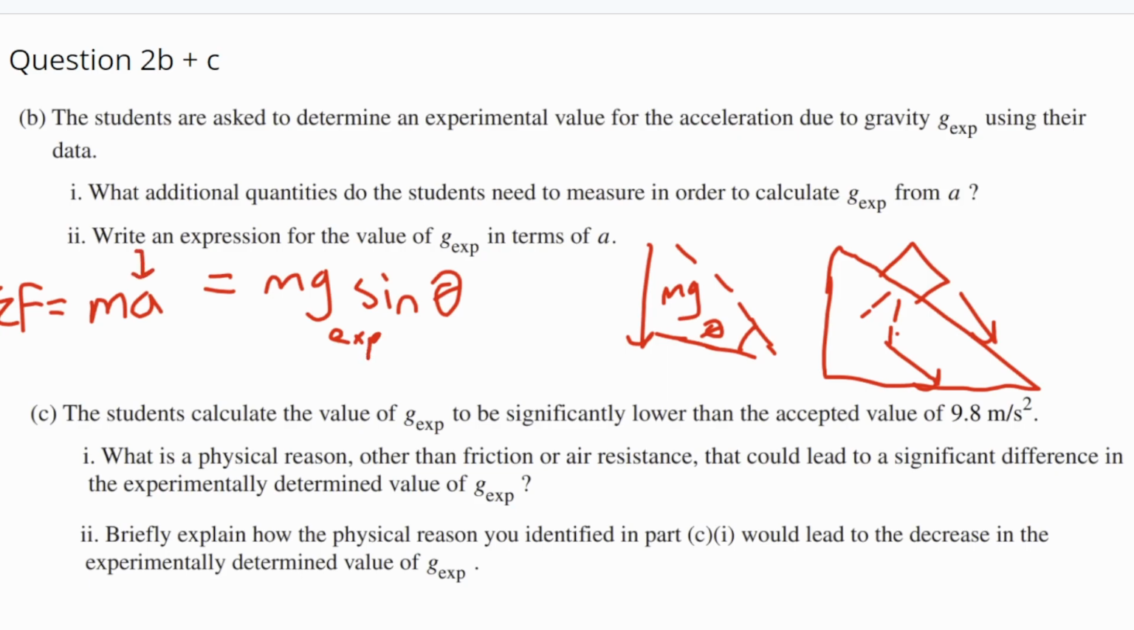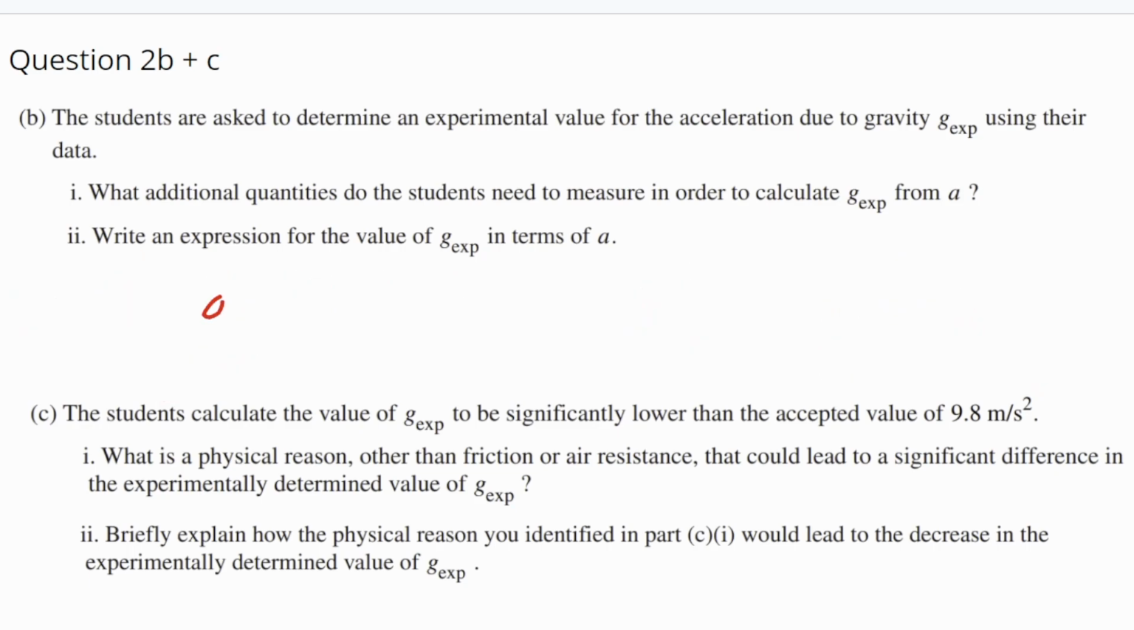So here you will note that m and m cancel, and we're left with a equals g sine theta, or alternatively, g_exp equals a over sine theta, and that's how you would convert. Okay, now on to part C.